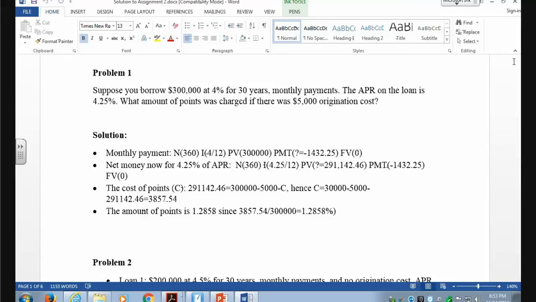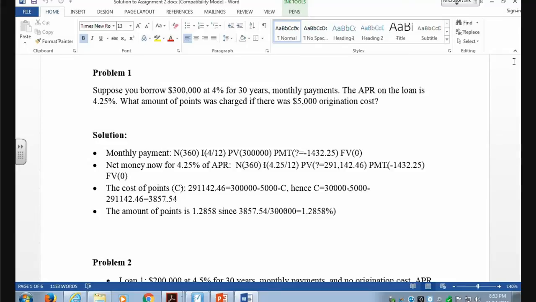equal to the money you borrow minus the origination cost, minus your discount points, C. This is because actual money coming into pocket is always equal to the loan amount minus all the associated costs. Because we know the APR, we know the actual money coming into pocket, but we don't know the discount. We know this, we don't know this, but there's one equation and one unknown.